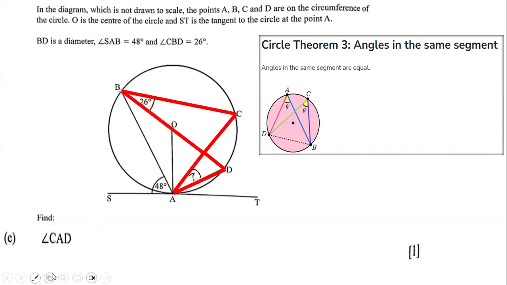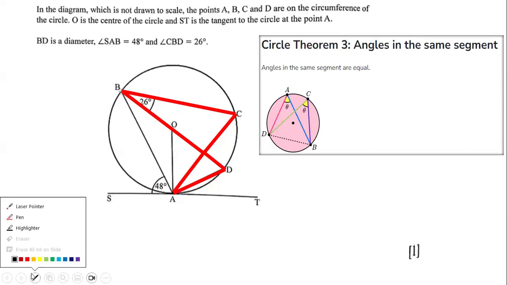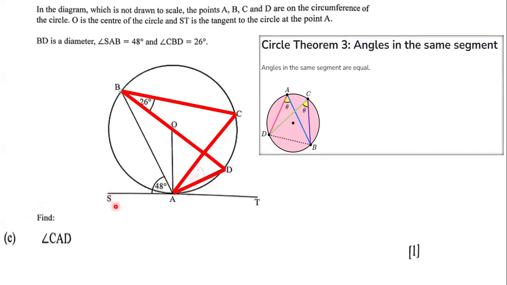And so that means that angle CAD is equal to 26 degrees, because this is 26 degrees and they are in the same segment. And so this is 26 degrees and this is 26 degrees according to the bow tie rule.